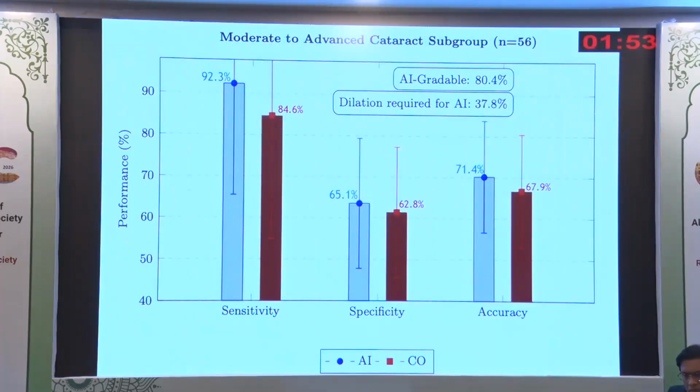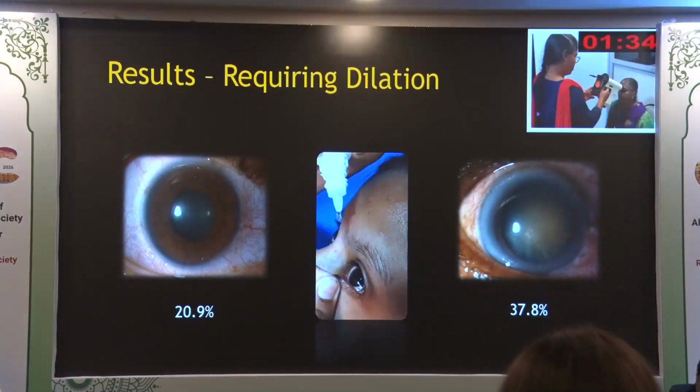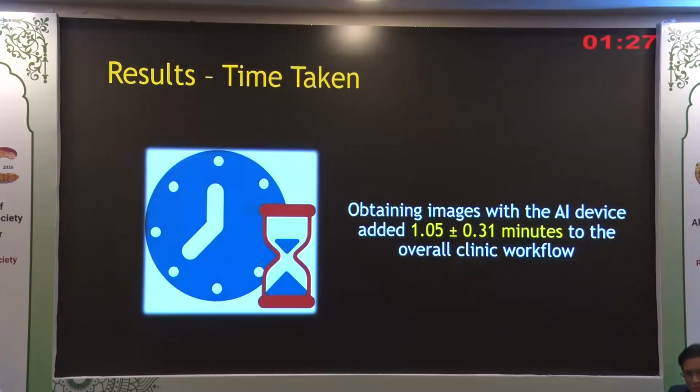Now, the other challenge, what about the cataract loop? In this cohort, in 80% of the patients who had moderate to advanced cataract, we were still able to capture gradable images. And in this cohort, the AI module was borderline better performing as compared to the comprehensive ophthalmologist. How many required dilatation? About 20.9% who did not have cataract and 37.8% who had cataract required dilatation in order to capture a good gradable image. What about the extra time? Only 1.05 plus or minus 0.3 minutes was additionally added to the normal clinic flow.